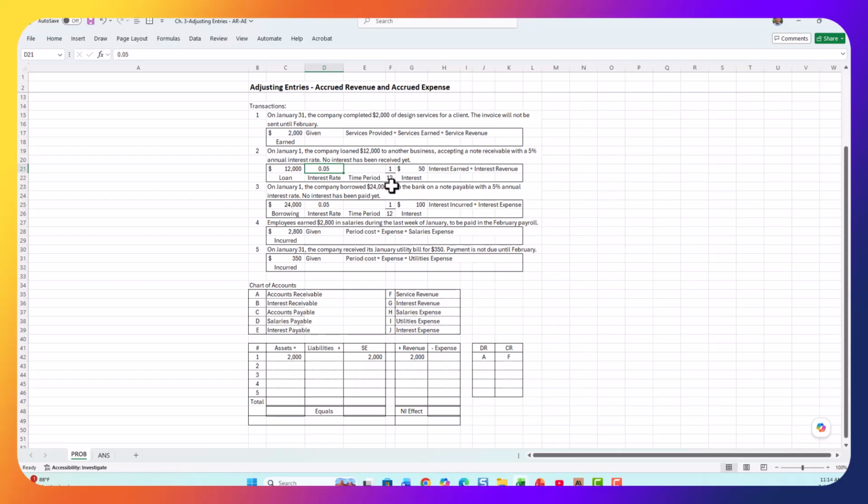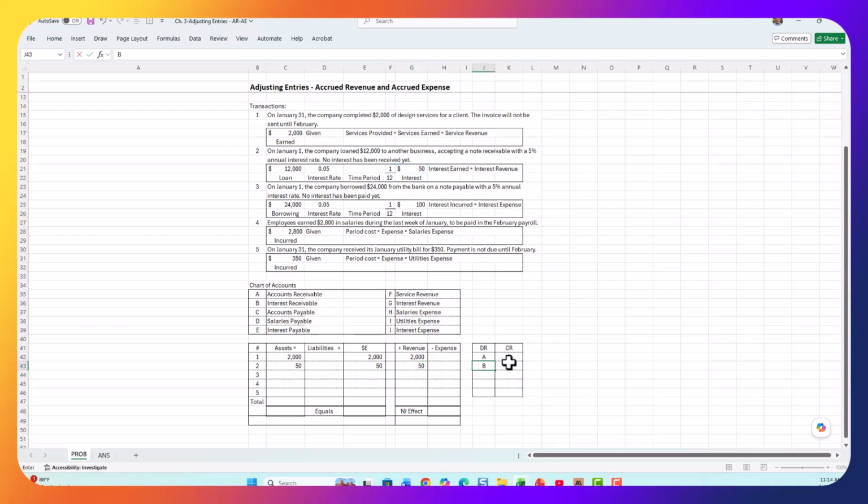That $50 is owed to the company. So interest receivable, which is an asset, increases, and so does stockholders' equity because the interest earned is interest revenue, and revenue always increases stockholders' equity. We'll debit B, interest receivable, and credit G, interest revenue.